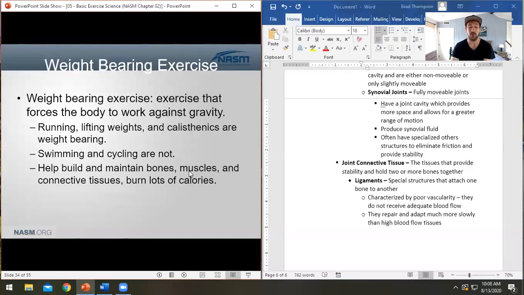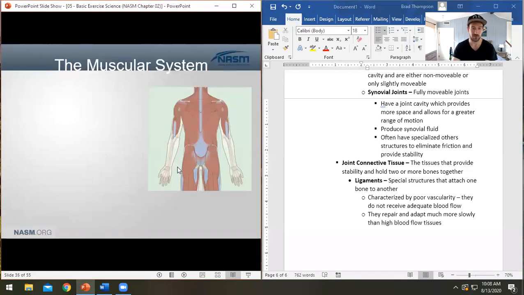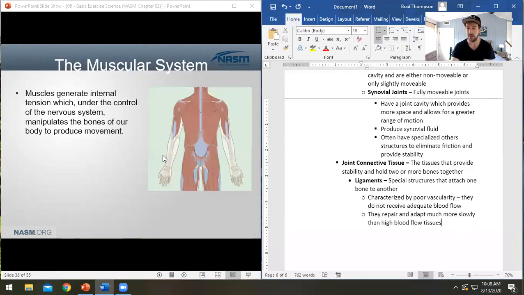So we want to help build and maintain our bones and our connective tissue, and the benefit is that they also burn lots of calories. All right, any questions before we move on to the muscular system?